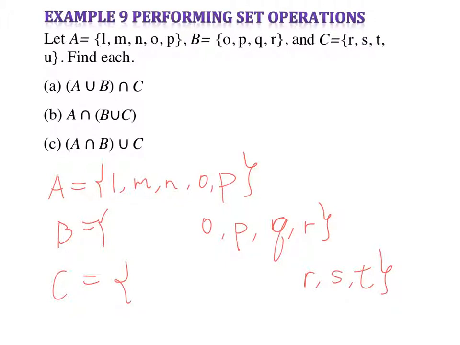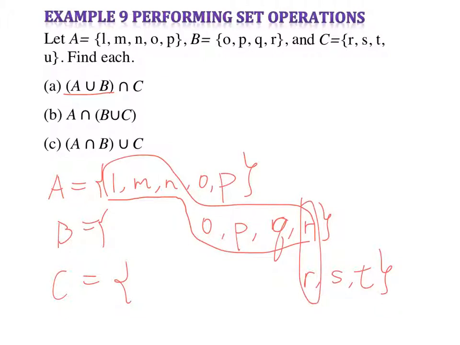Now, for A, I need to find A union B. A union B is easy. I just need to go L, M, N, O, P, Q, R. That's my A union B, right? But then I have to intersect with C. Look at that long line. The only thing that intersects with C is R. That's how I find them, okay?